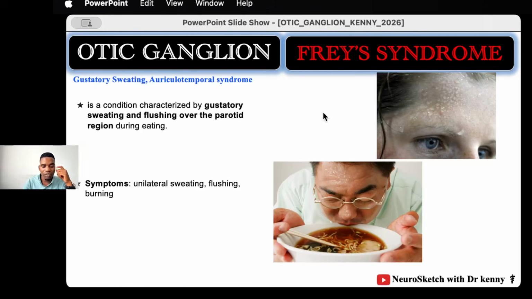We have something strange, which is called Frey syndrome, which is also called gustatory sweating or auriculotemporal syndrome. What is it? This is a condition characterized by sweating and flushing over the parotid region when you are eating. Listen, when you are eating, instead of secreting saliva, you are secreting sweat, and this is not related to the temperature of the food you are taking. You might be taking completely cold soup and still you are sweating, and this is called gustatory sweating or Frey syndrome, which is also called auriculotemporal syndrome.